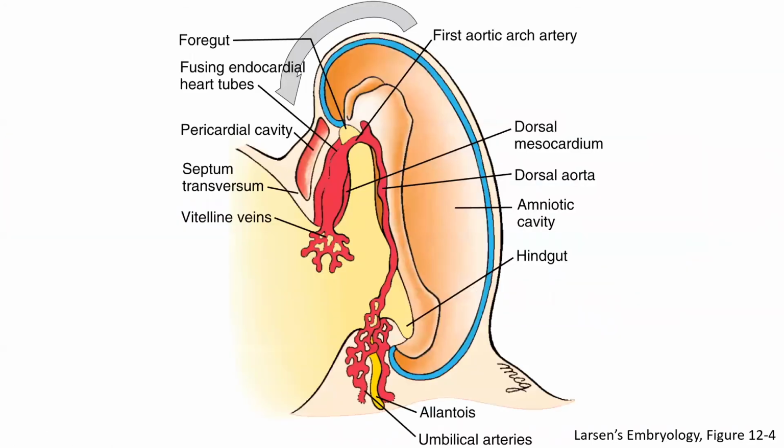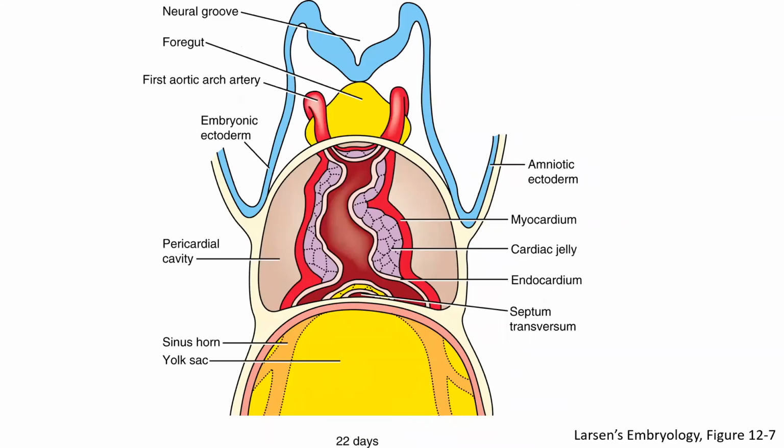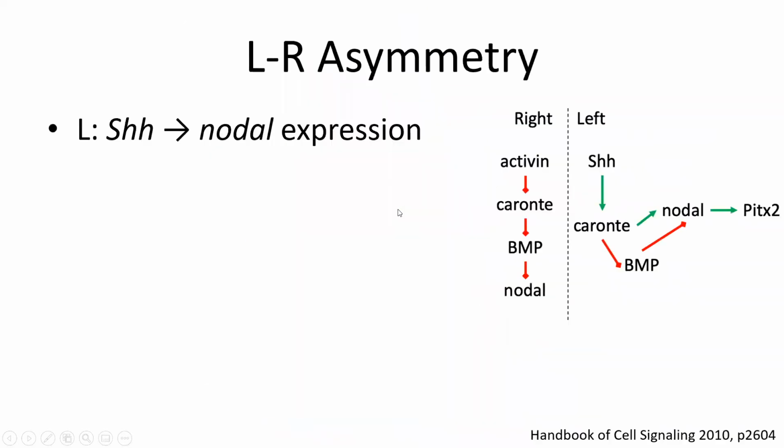As the primary tube develops, you get the sinus venosus on the caudal end, you get the aortic artery and the arches on the cranial end. The primitive heart tube itself is made of primitive myocytes that all have automaticity and a poor contraction apparatus. And as that embryo grows and lengthens, the primary heart tube develops more of a working myocardial phenotype. This is rotated 90 degrees to really show you that Y shape of the two horns of the sinus venosus, the endocardium, the cardiac jelly, and the myocardium.